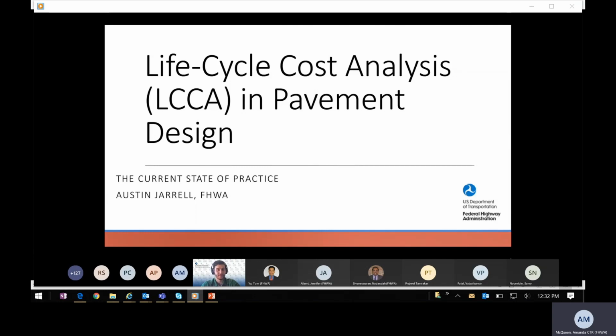Today, I'm going to be presenting on the current state of practice for life cycle cost analysis with respect to pavement design. Next slide.